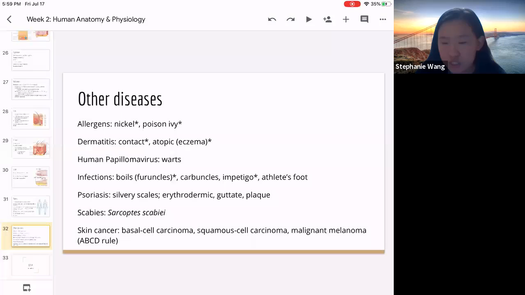What causes warts? Warts are like an accumulation of melanin as well, but, oh yeah, warts can be caused by a lot of things. One of them being viruses. So for example, the human papillomavirus, as you can see here, causes the warts.